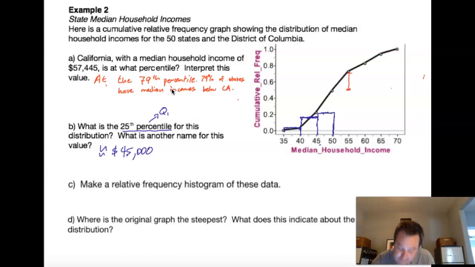So this is the height I want for this interval. So that's the vertical difference between those 2 points. So you can see kind of the steeper that section of the graph, the higher your histogram's bar would be. So this one's going to be much shorter.